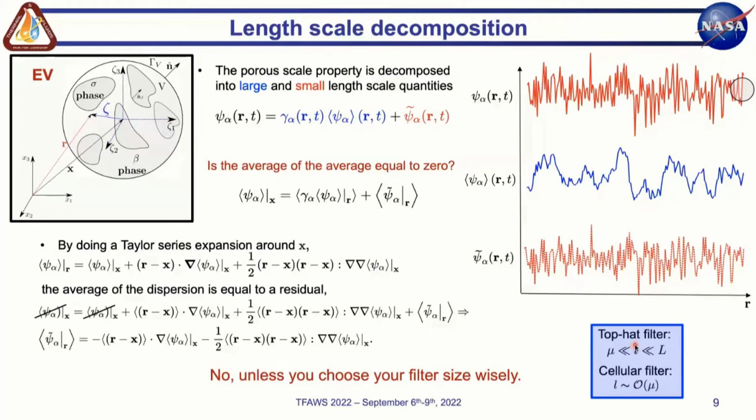So if you are using your top hat filter, the size of your filter has to be much bigger than your micro-scale length scales, and much smaller than your macro-scale length scales. It turns out that for the cellular filter, the size can be of the same order as your micro-scale length scales, because it has a nice property and all these terms go to zero. So in the end, if you follow this rule, these terms go to zero, and then the average of your perturbation is basically zero.